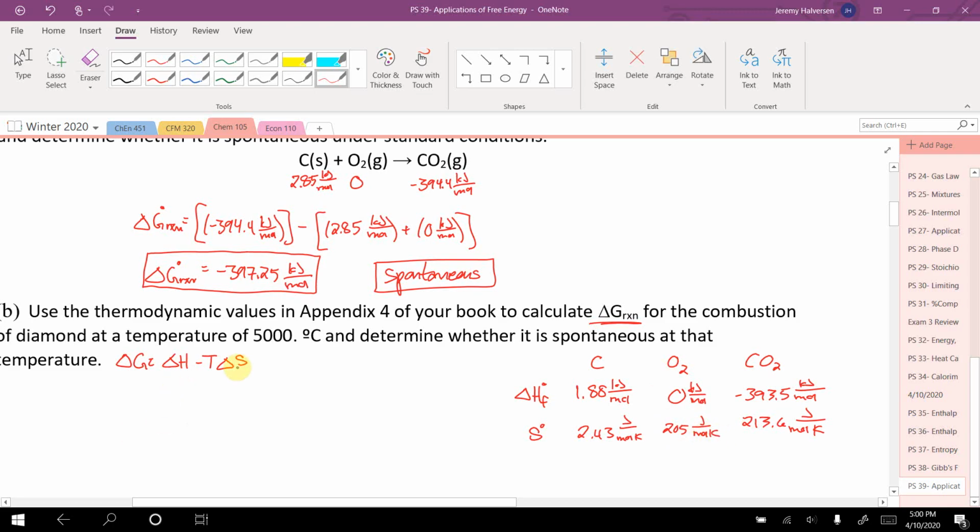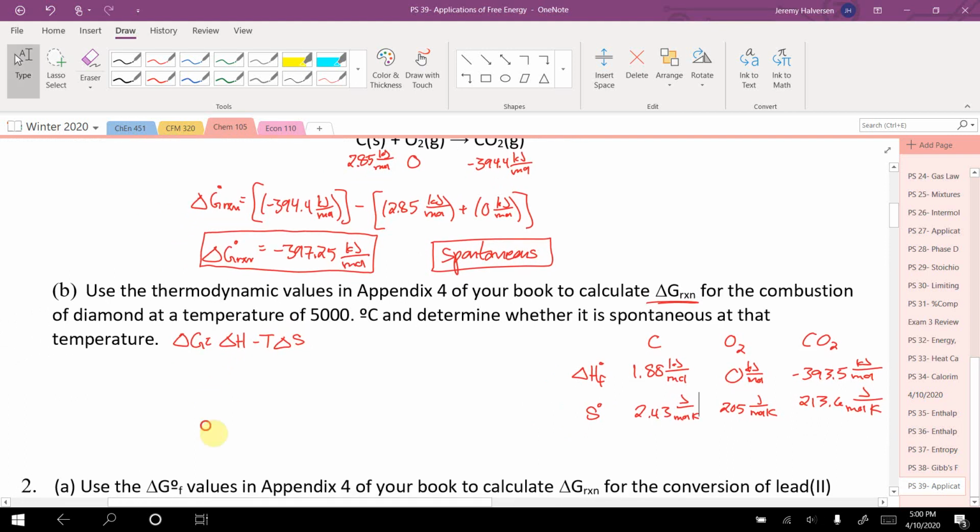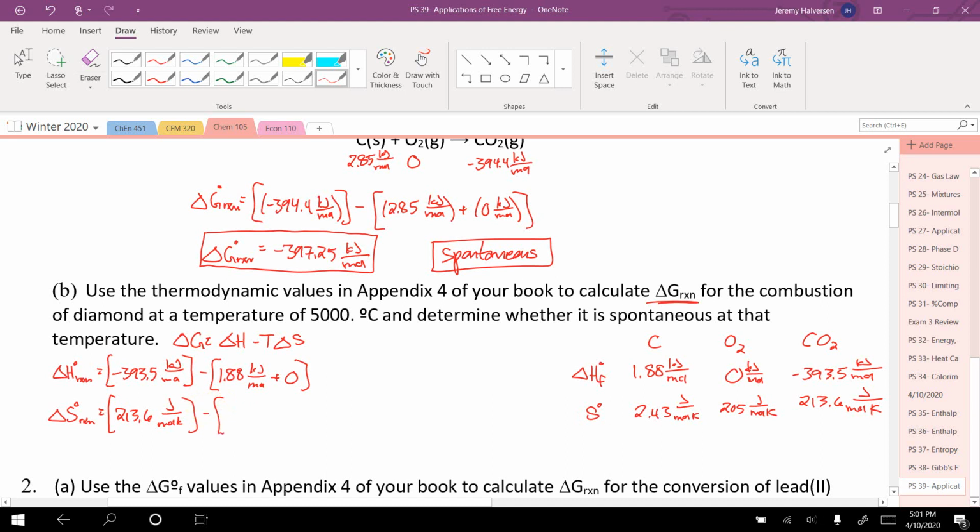Okay, so I've got to find delta H and delta S, and then I can plug in my 5,000 degrees. So delta H of the reaction is going to be my products, negative 393.5 minus my reactants, 1.88, and my oxygen is 0. And then delta S of the reaction, same thing, 213.6 minus 2.43 plus 205.